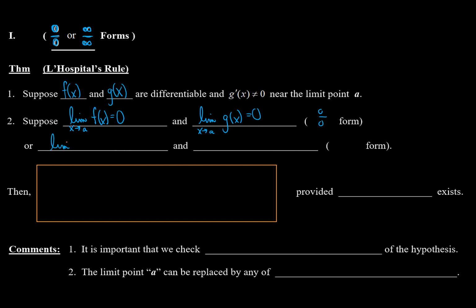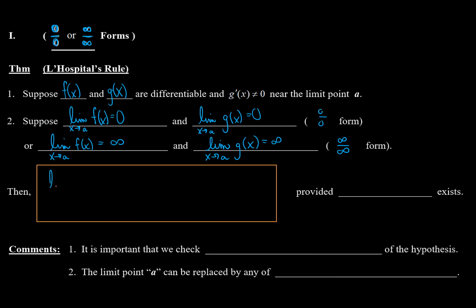Or let's suppose we have the exact same limits as x approaches A, but f of x and g of x approach infinity. Now, let's say they approach A, but the actual functions approach infinity. So they either both have to approach 0 or both approach infinity.